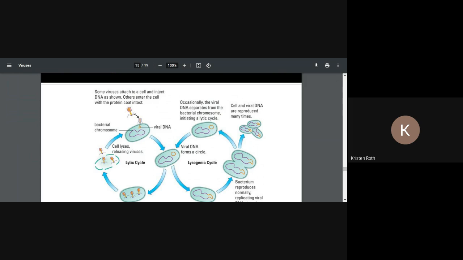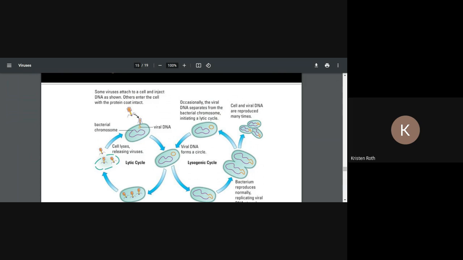The virus does not kill the cell outright. It may coexist with the cell and be carried through many generations without apparent harm to the host. So it sits there. It's almost like it's dormant, just sitting in the cell, not doing anything.